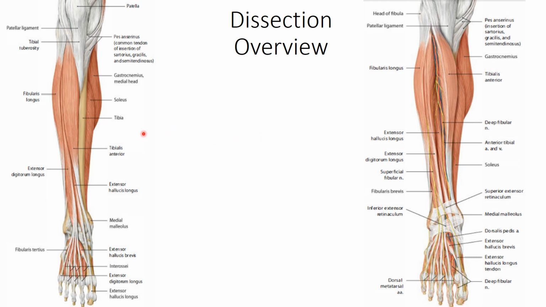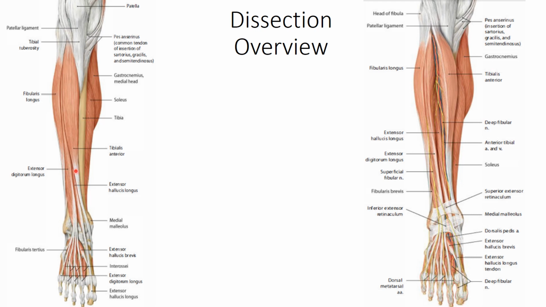This is the dissection overview. After we have removed the crural fascia, here are the muscles which are shown just lateral to the shin of the tibia, or the anterior border of the tibia. The tendon which is felt just lateral to this is the tendon of tibialis anterior. You can always palpate that, feel that. This is the tendon of tibialis anterior just lying lateral to the shin of the tibia.